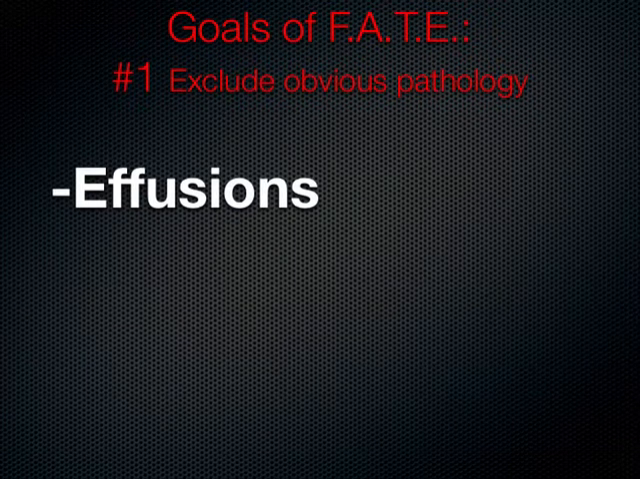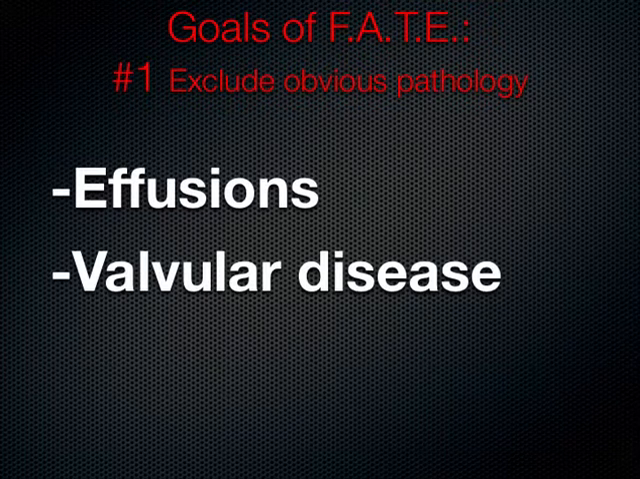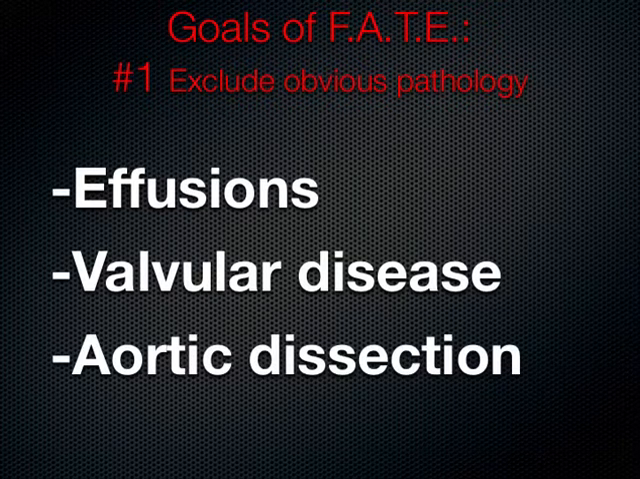So getting back to the goals of the FATE exam, now that we know where the windows are, number one is to exclude something really obvious like effusions, either around the heart or in the chest, or a really obvious problem with the valves, valvular disease. And then also an aortic dissection can be seen.